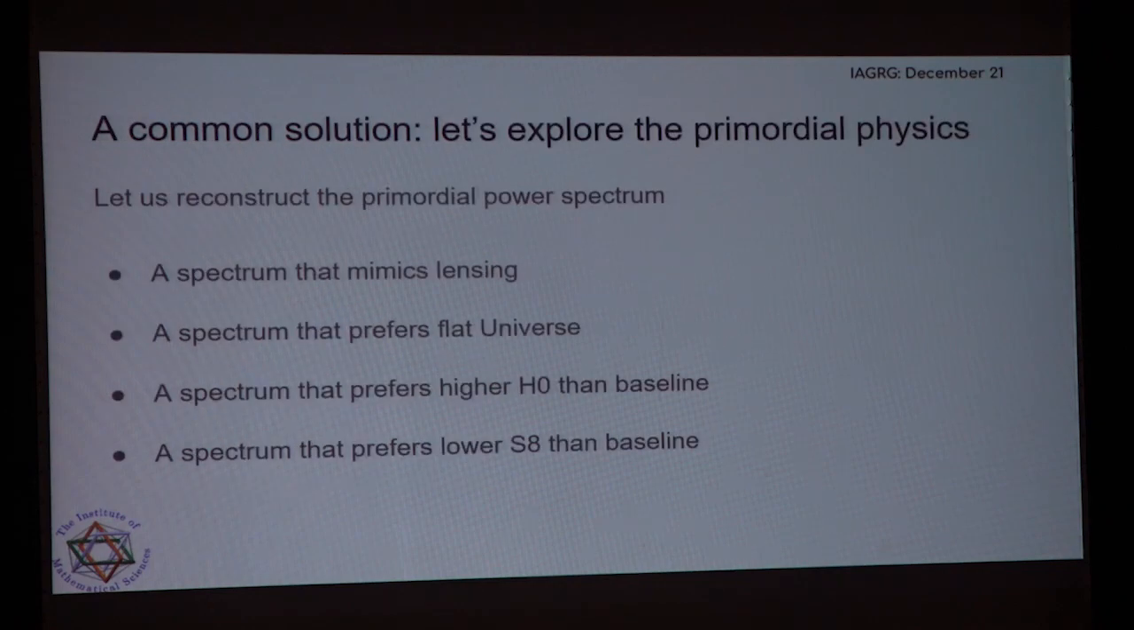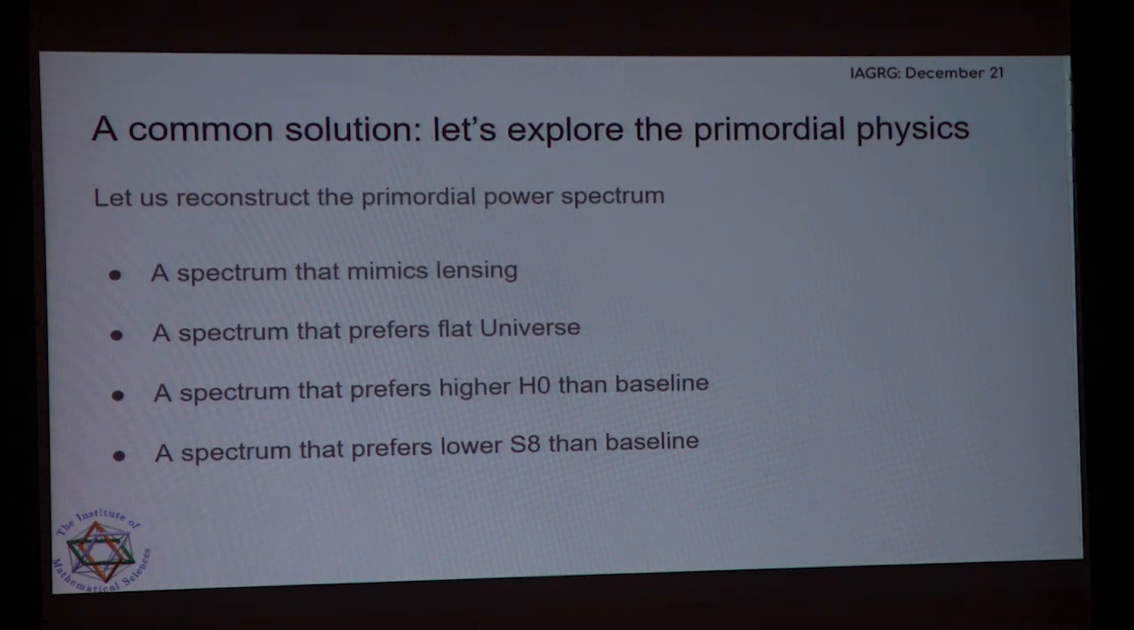Now, what we try to do is find a common solution. Just as a simple recap, what we need in order to have a common solution is a power spectrum. We try to get the initial condition, and we are saying this might be the candidate for the new physics: a power spectrum that can mimic the lensing. We are saying that the excess lensing is not an artifact of gravity not described by Einstein's gravity. It is simply Einstein's gravity, but your initial power spectrum is different. We also want a spectrum that prefers a flat universe, a spectrum that prefers higher H0 than the baseline in the CMB, and a spectrum that prefers a lower S8 than the baseline in the CMB.